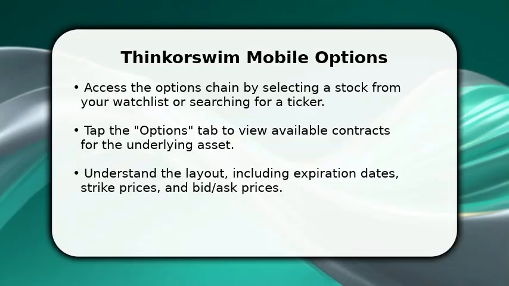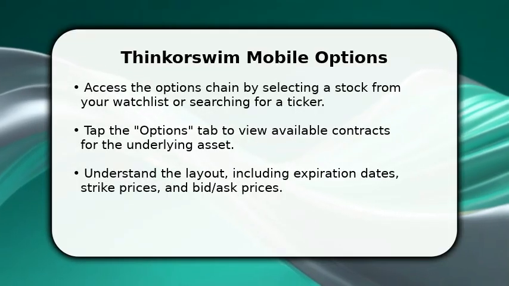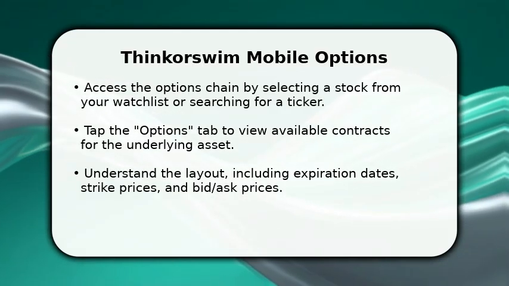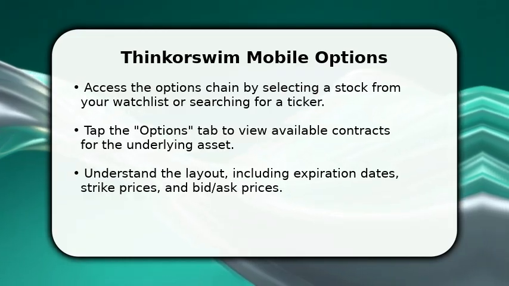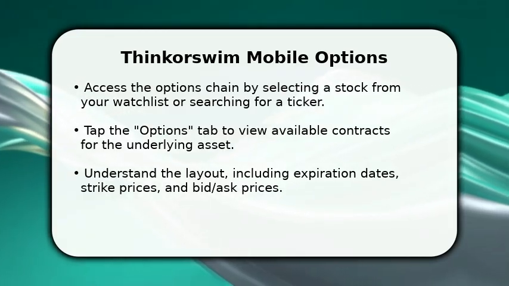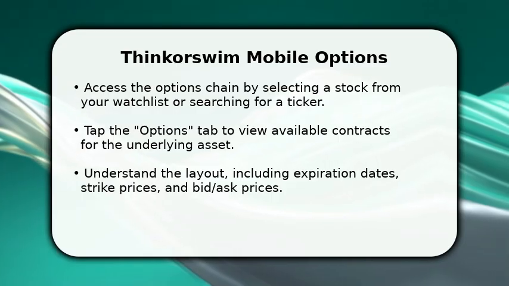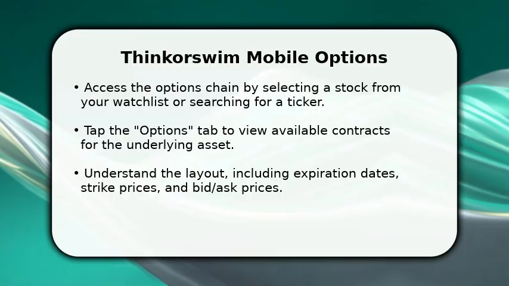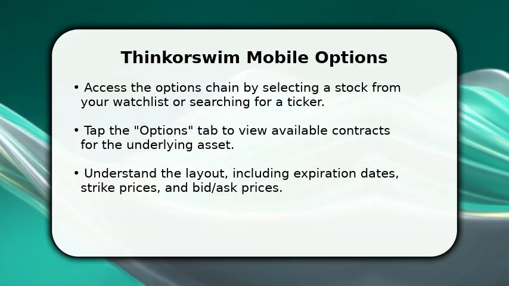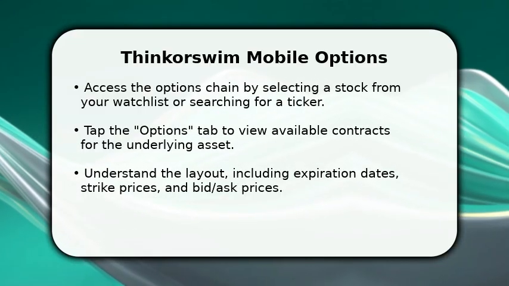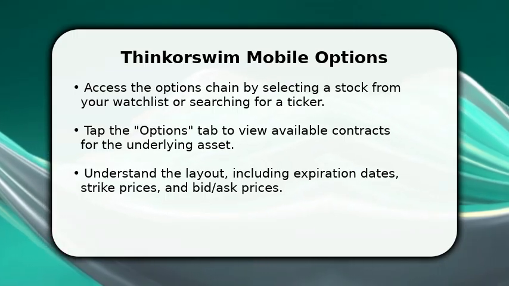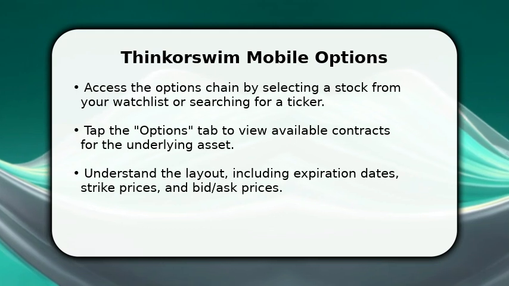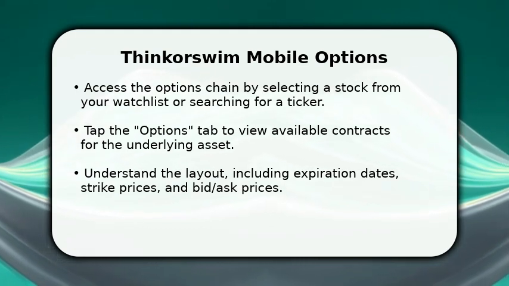Enjoy the video. In this video, I will explain how to use the Thinkorswim mobile app for options trading. First, open the app and navigate to your watch list or search for a specific stock ticker. Once you've selected an asset, tap on the Options tab to reveal the options chain. This chain displays various contracts, organized by expiration dates, strike prices, and current bid and ask prices. Familiarizing yourself with this layout is your crucial first step to successful mobile options trading.